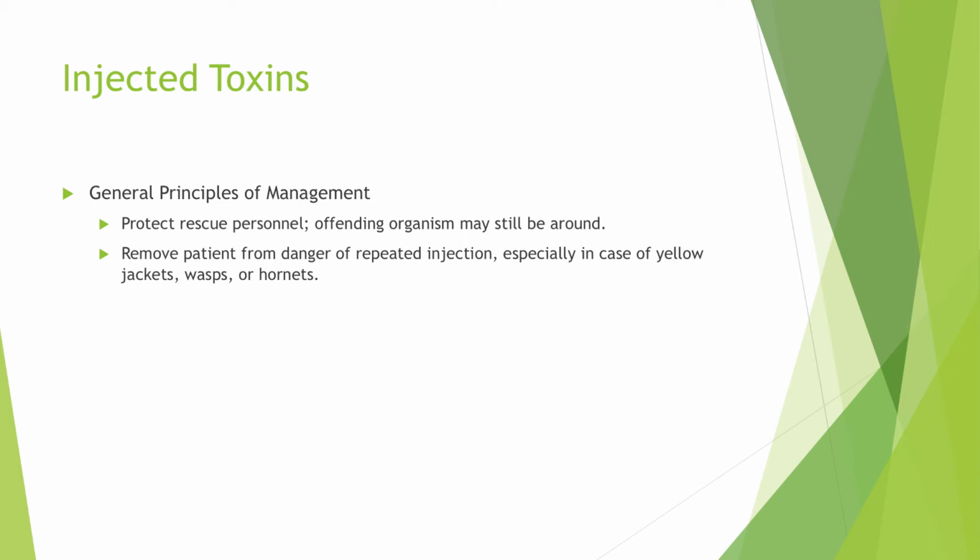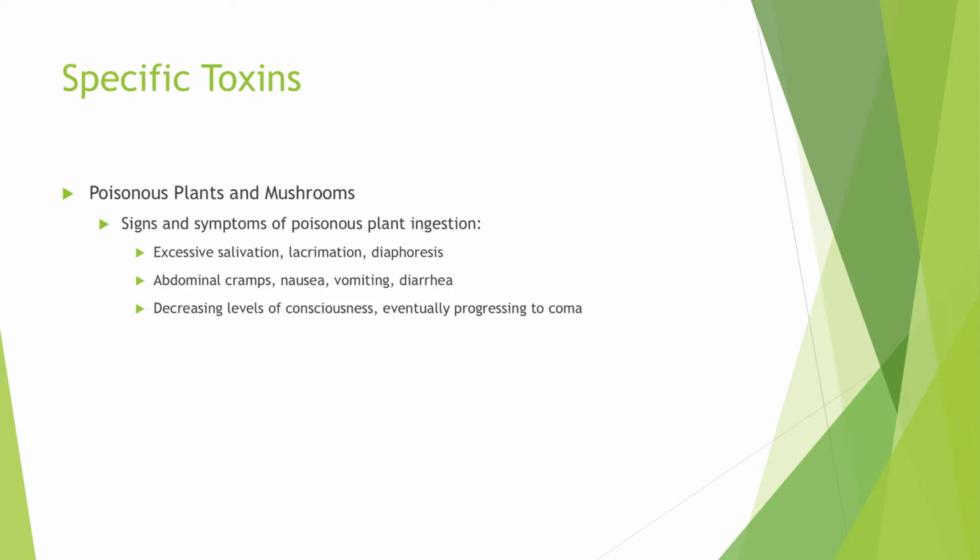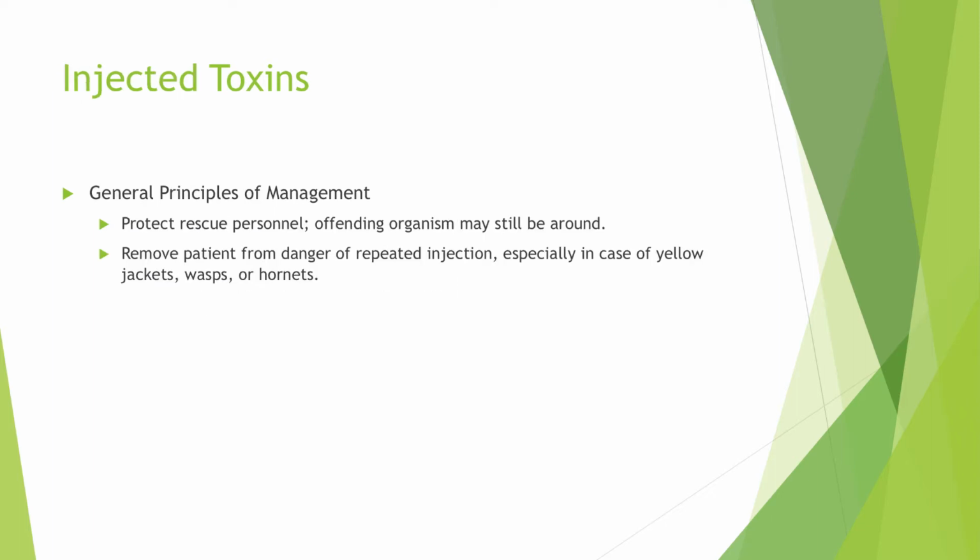General principles of management: protect the rescue personnel. Make sure you do not get any of that organism around you or somehow ingested. Take the patient out of the area of repeated injection or wherever. We're starting with ingestion type things, poisonous plant ingestion, and then we have principles for injected toxins, like for wasps, hornets, or any type of stinging animals.